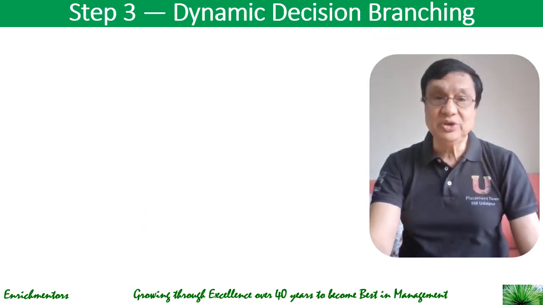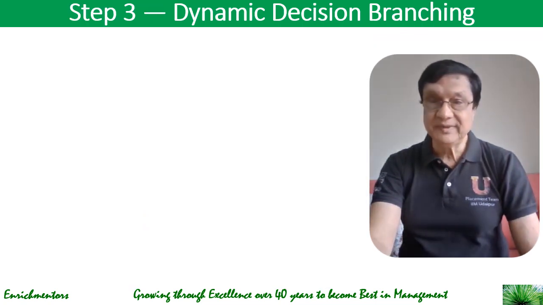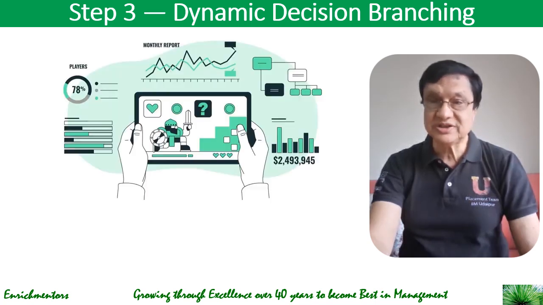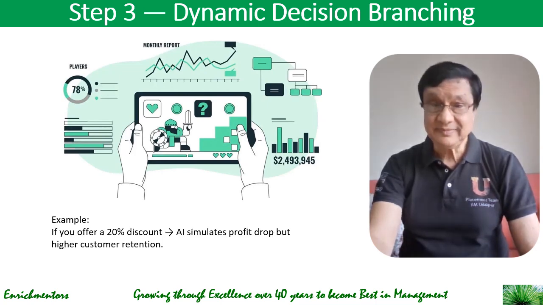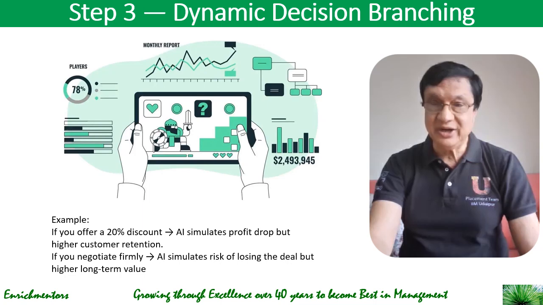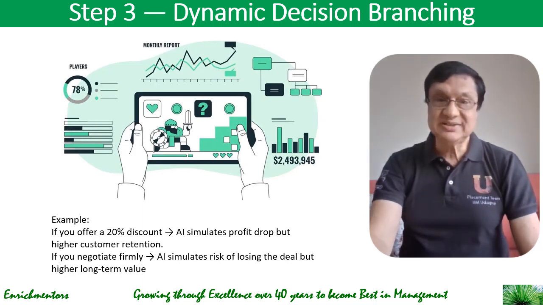The third thing is dynamic decision branching. For that, you will need to use machine learning models, which simulate consequences of decisions in real time. A few examples: if you offer a 20% discount, AI simulates a profit drop but higher customer retention. If you negotiate firmly, AI simulates the risk of losing the deal but higher long-term value. So, like this, dynamic decision branching happens with AI.